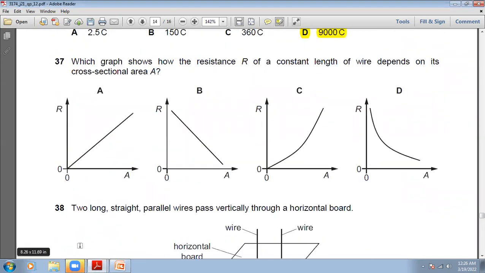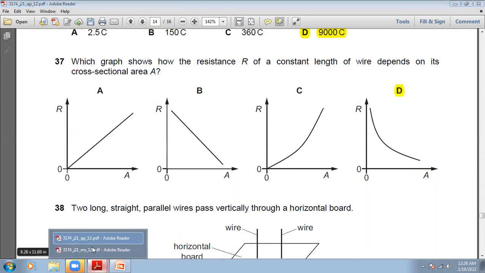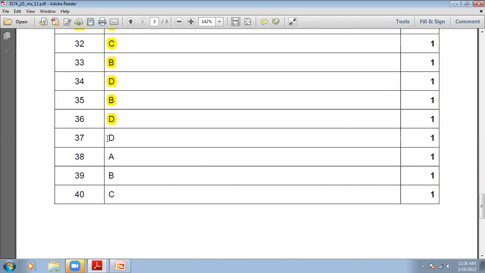Okay, it says: which graph shows how the resistance R of a constant length of wire depends upon its cross-sectional area? The resistance and the cross-sectional area are inversely proportional to each other. So if the cross-sectional area increases, the resistance will decrease. The graph which represents the inverse relationship between two quantities is D. Question number 37, D is the right option, sir.